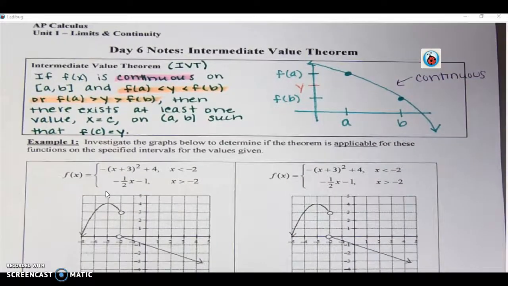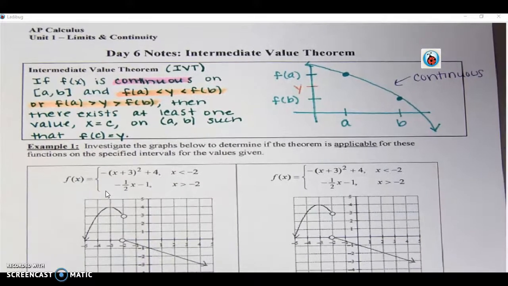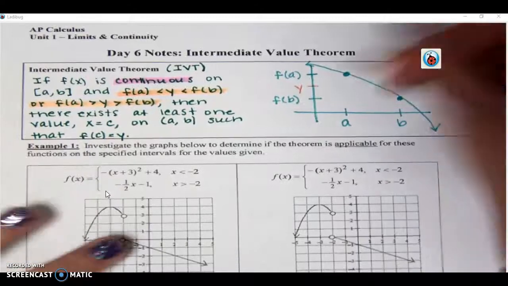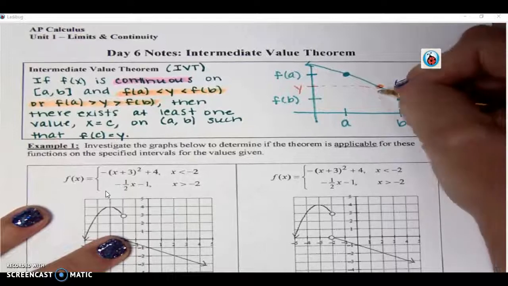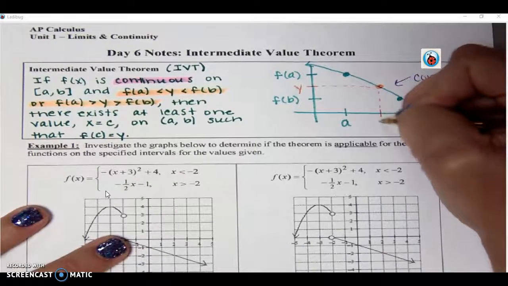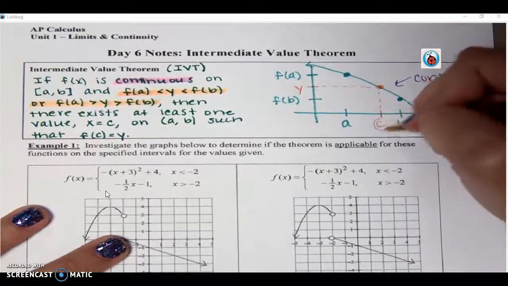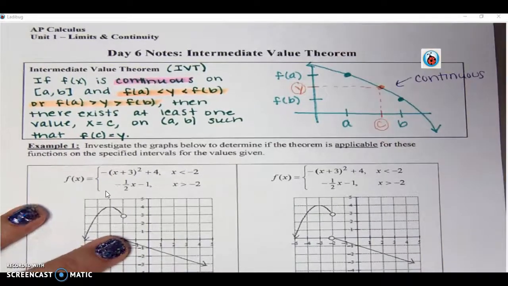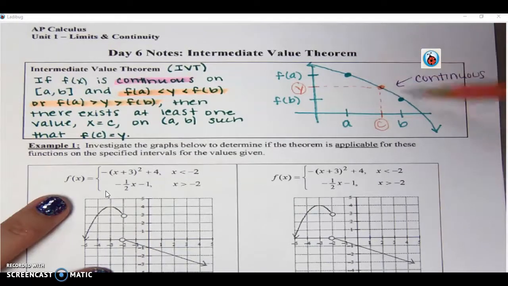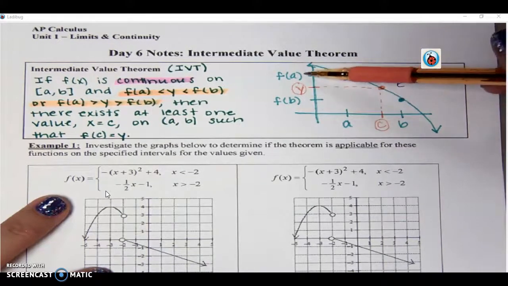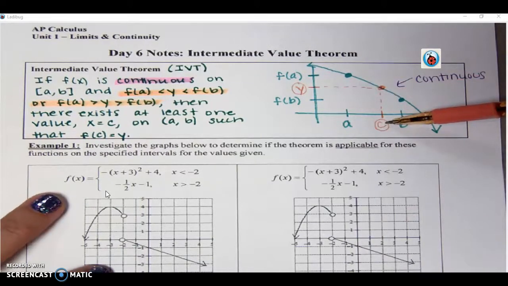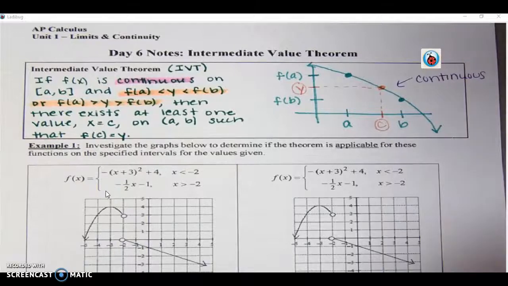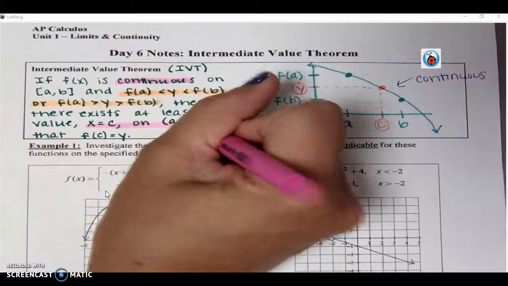It says then there exists at least one value x equals c such that f of c is equal to y. So this means if I come over here, since y would go at this point right here, do you see how this would put c being in between A and B? So this is saying if you have a y value, as long as your function is continuous, if you have a y value between the y values of your A and B, then that means that c has to be in between A and B on the x-axis.